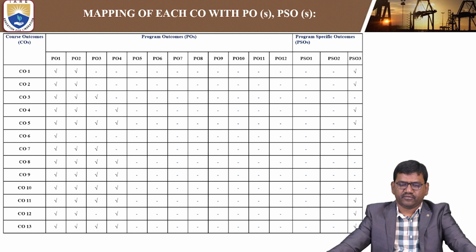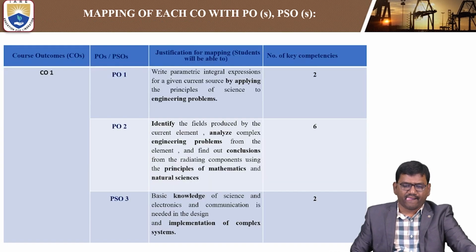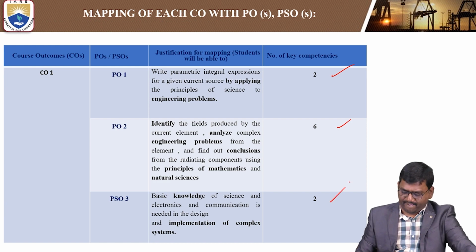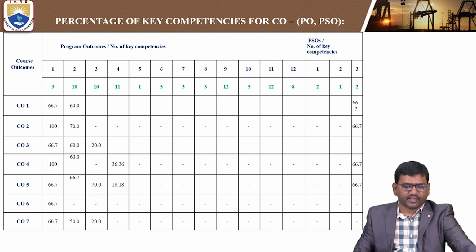We need to prepare a CO table. This is known as a mapping of each CO with PO. And the course outcomes are given as a justification for the number of key competencies. So whatever key competencies we are using in the Bloom's taxonomy level, we need to write the numbers 2, 6 and 2 here, key competencies with respect to the PO. So my CO1 is mapped with PO1, PO2 and PSO3. So the number of key competencies used for PSO1 is 2, 6 and 2 here. So like this we are going to prepare the key competencies CO mapping here.